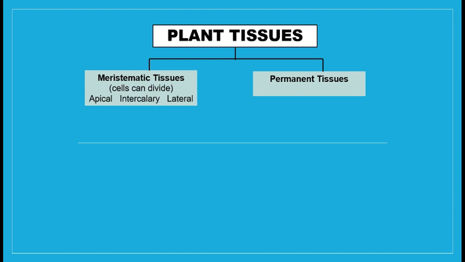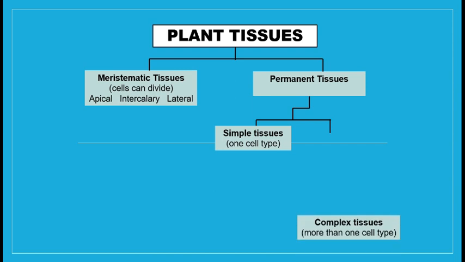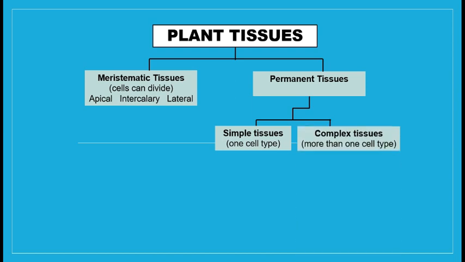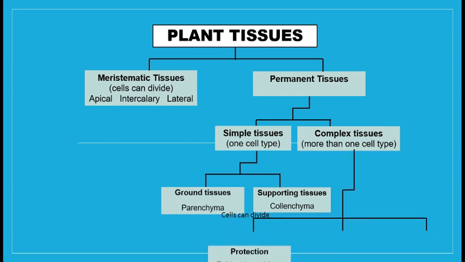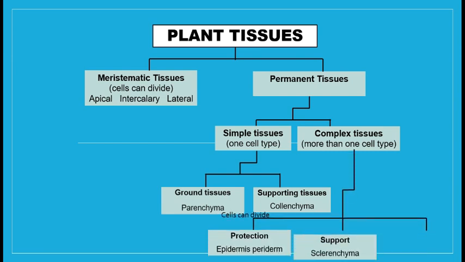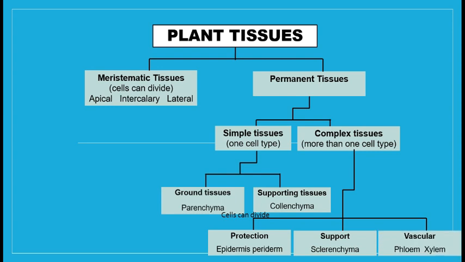Si meristematic, binubuo naman po ng apical, intercalary, and lateral, while the permanent tissues composed of the simple tissues and the complex tissues. The simple tissues is for ground tissues and supporting tissues, which is the collenchyma and parenchyma, while the complex tissues is for protection, support, and vascular.